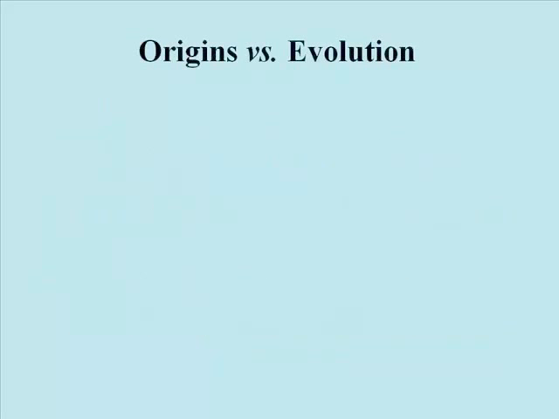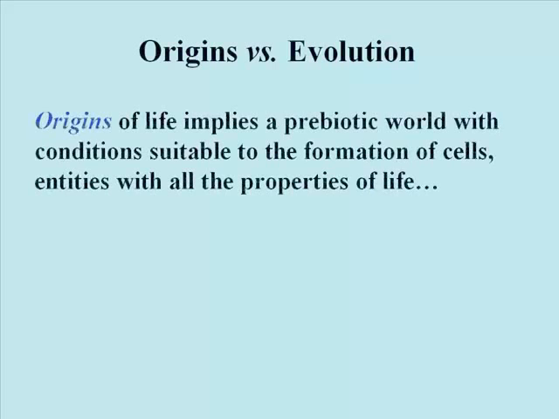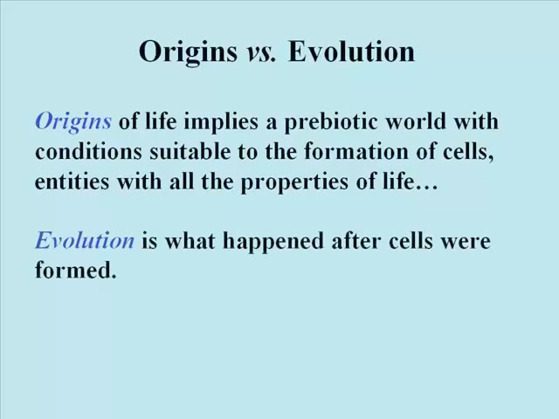Let's contrast life's origins and this property of life called evolution. Understanding the former requires that we can postulate a reasonable scenario for how the physical conditions and the molecules in a primordial soup might have favored the formation of cells, that is, entities with all those properties of life. Evolution is a property that happens only to living things, after cells emerged on Earth.